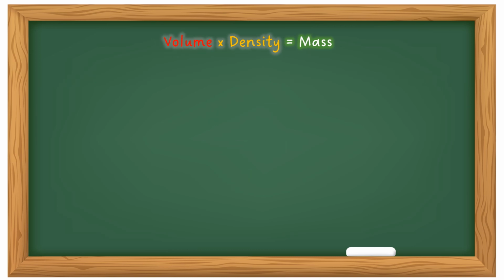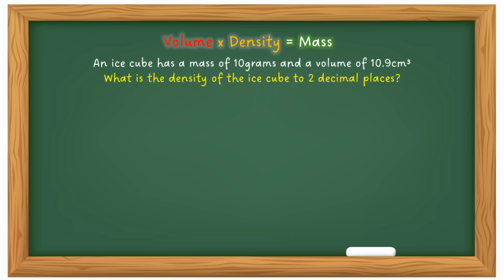Now let's look at calculating density. Okay, so here's a question. An ice cube has a mass of 10 grams and a volume of 10.9 centimeters cubed. What is the density of the ice cube to 2 decimal places? Okay, now there's your formula, never changes. V times D equals M.